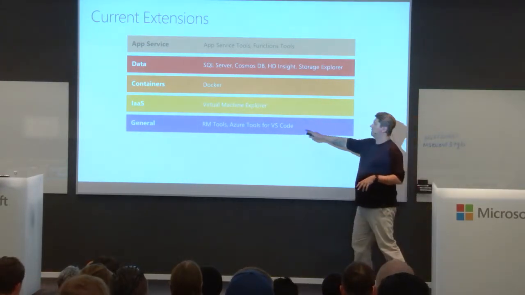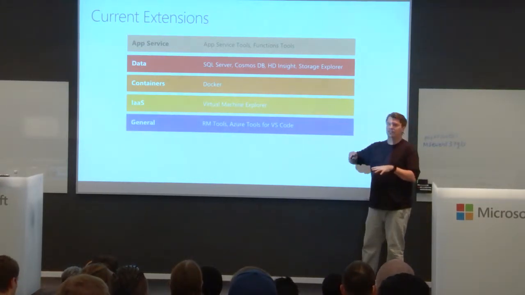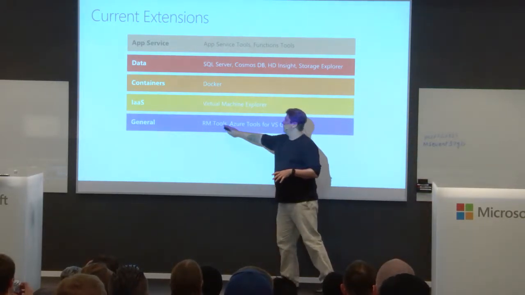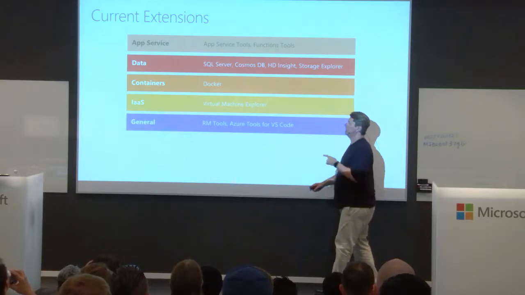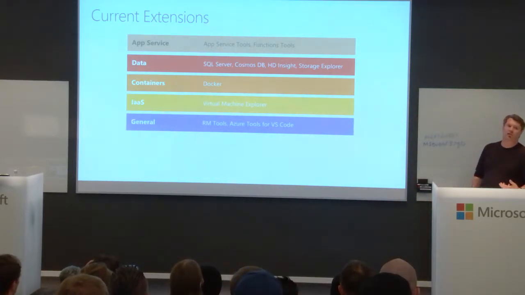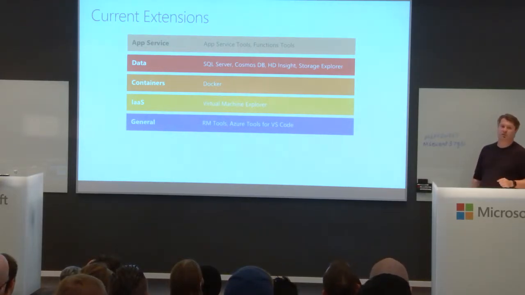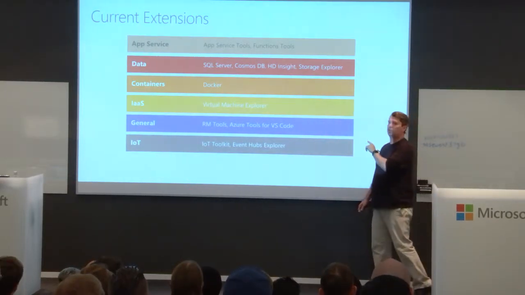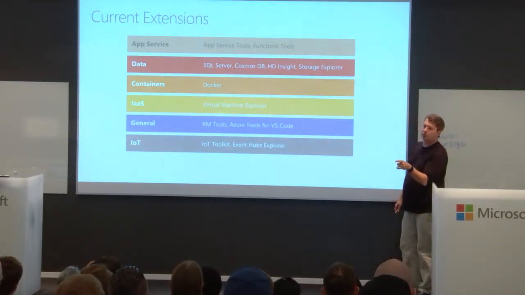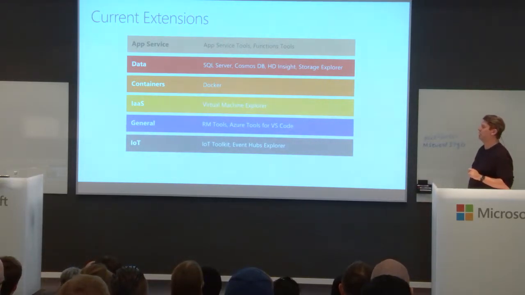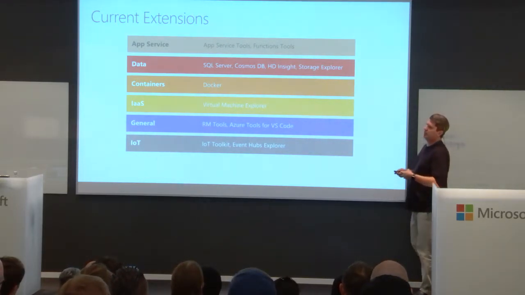And then there's a set of general extensions like mine. The Azure tools for VS Code, very obliquely named because I didn't know what I was going to put in it. And then there's also some RM tools. The Azure tools actually take a dependency on the RM tools. The RM tools really give you color coding and IntelliSense capability. They make writing Resource Manager templates a lot easier. The same team that works on the RM tools for VS Code worked on the RM tools for Visual Studio. Kind of makes sense.